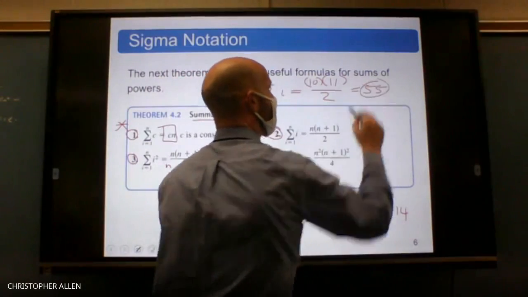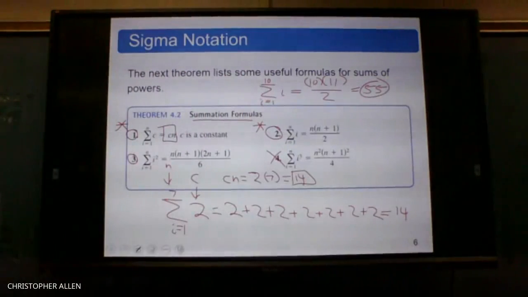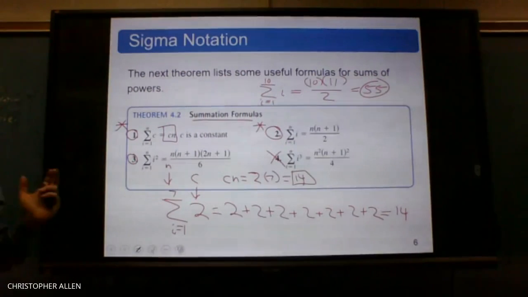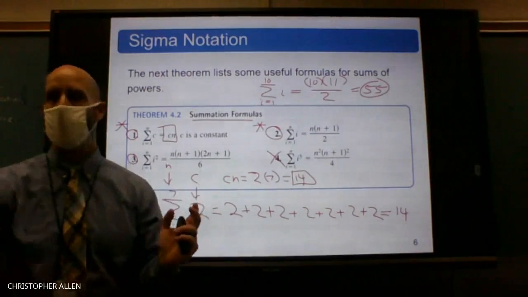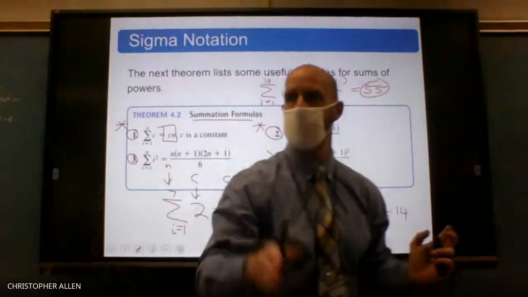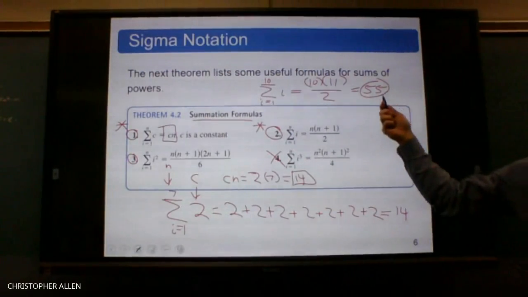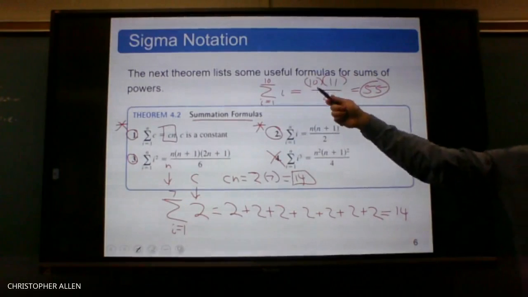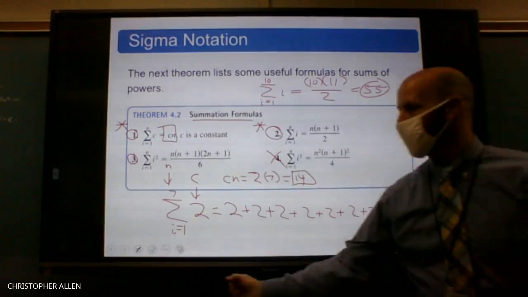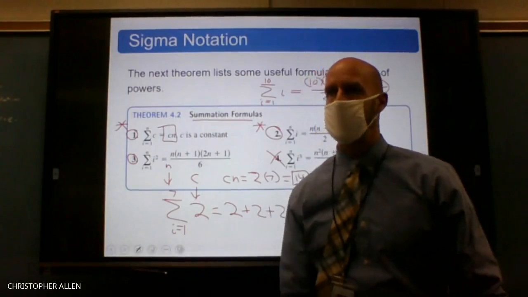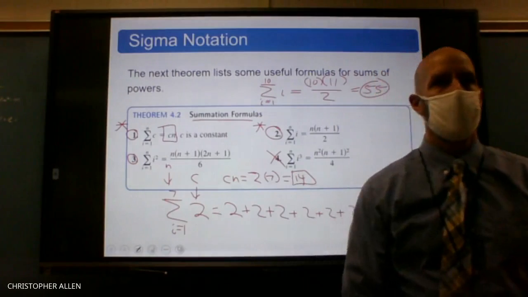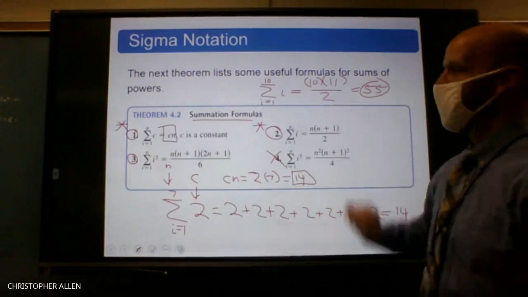So this is 55. So I didn't list any of them out. I just used the formula. And again, you might say, well, Mr. Allen, I could have just listed out 1 plus 2 plus 3 plus 4 plus 5 all the way up through 10 and added them up and got 55. You could. But what if instead of the first 10, I said, what's the sum of the first 5,272? It's actually very simple with this formula.